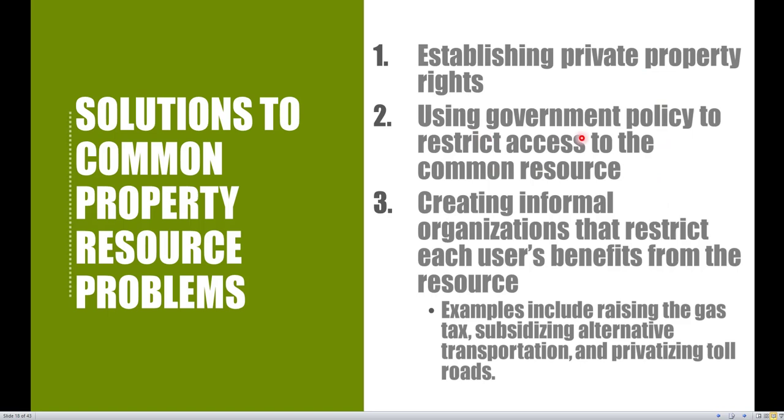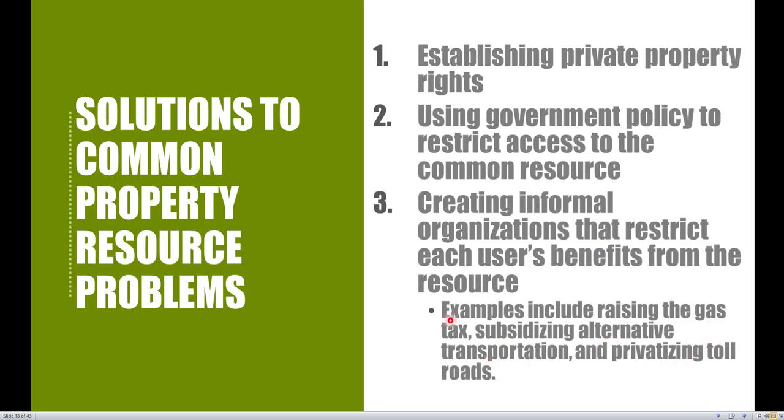Number two, we could have some type of government intervention, using government policy to restrict access to the common resource so we can't overexploit it. And then number three, creating informal organizations that restrict each user's benefits from the resource. So we actually have to go ahead and make the person feel the cost of him or her using the resource itself. We can raise the gas tax, we can subsidize alternative transportation, we can privatize toll roads.